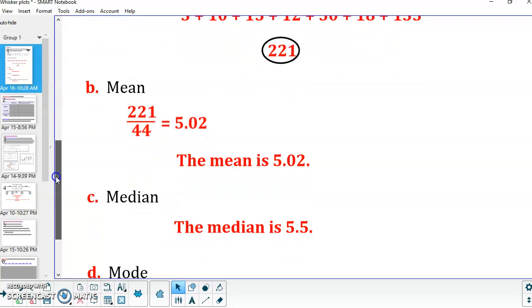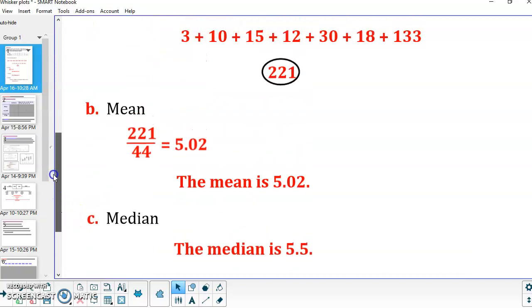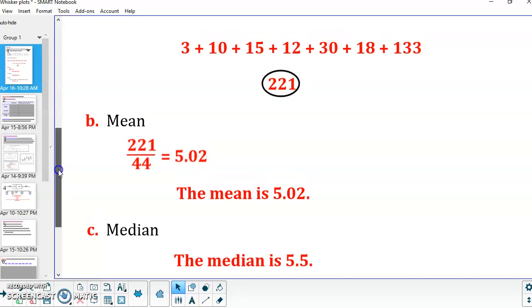Now my median and my mode. So my mode is the one that happens the most. So 19 students eat breakfast 7 days a week, so the mode is 7. Now my median, again, that's my physical middle number. So my physical middle number here is 5.5.